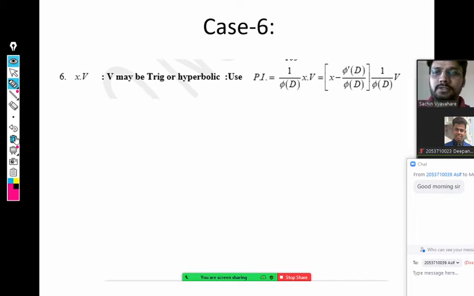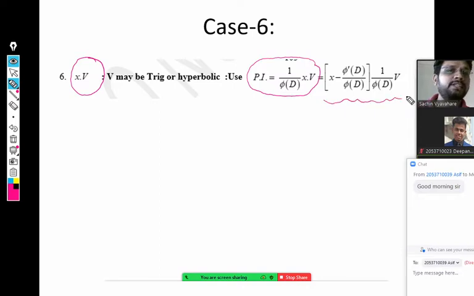Now the next case, the last case, is similar to that, which says x into v form. Whenever the RHS comes in this form, x into v, the formula for PI is 1 upon phi D of x into v. This is a shortcut formula, and its benefit is that we can take that x outside the operator. So it becomes x minus phi dash D upon phi of D, into 1 upon phi D of v. It's a little lengthy operator that we have to operate.